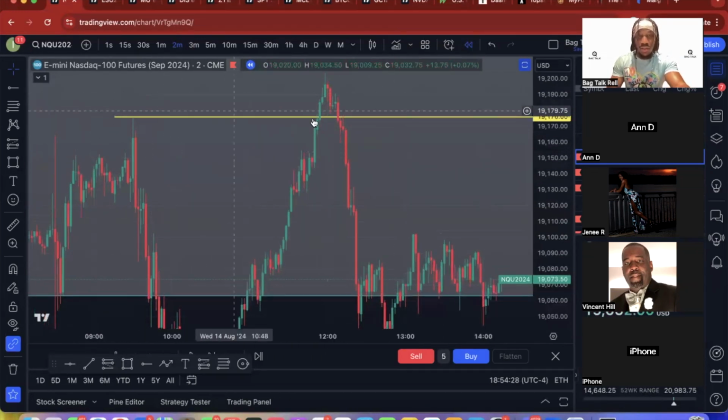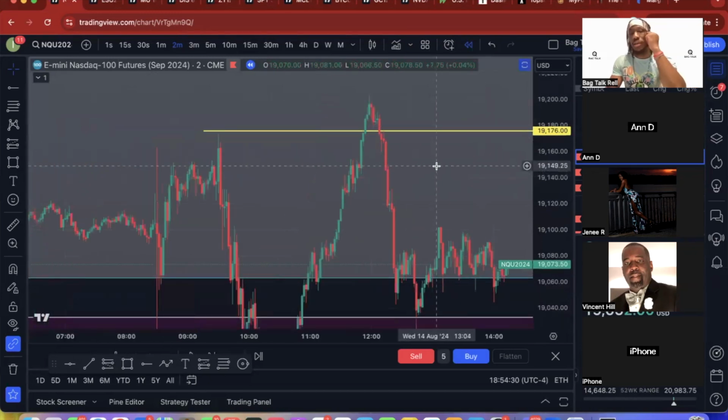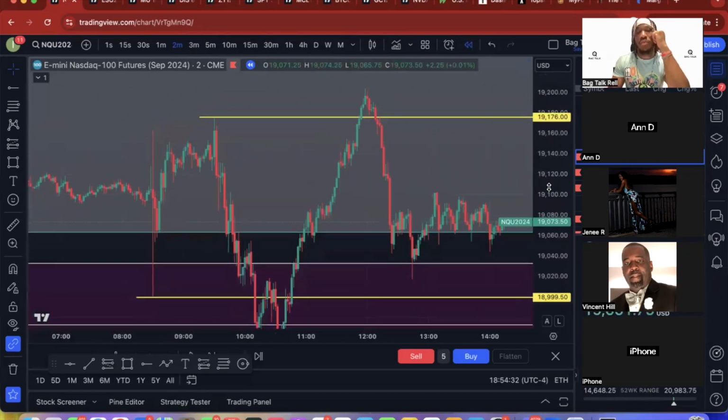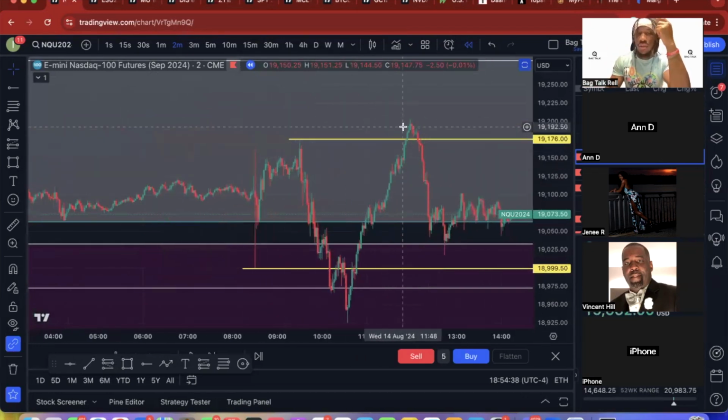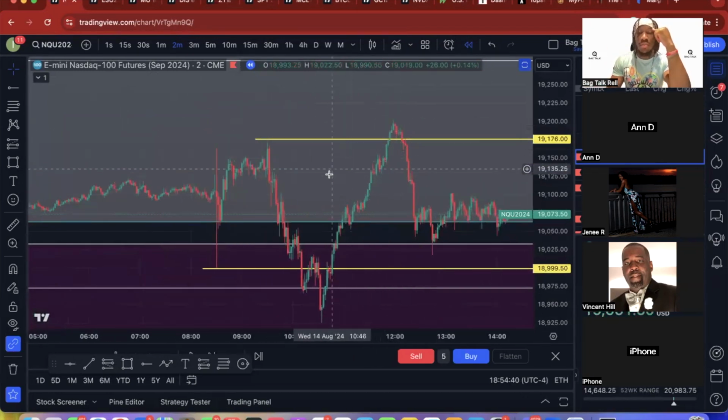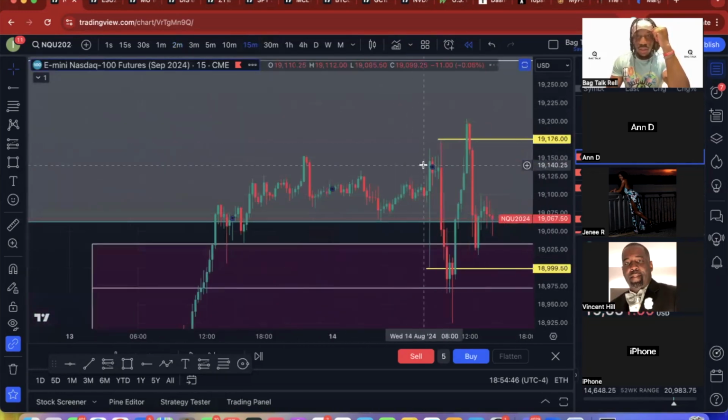I'm anticipating this being a sweep because I'm pretty much looking at the fact that we're in a range, like we're ranging. So I don't really expect much. Oh, and this was CPI day, by the way. This was CPI day. But why did I target? I'm going to show you what my target was.